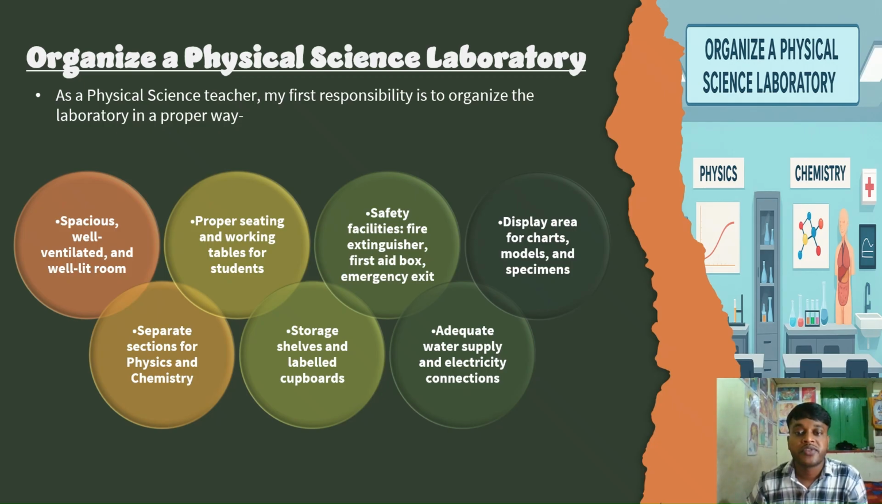Next is a display area for charts, models, and specimens. Since a physical science laboratory, along with experiments, also needs visual aids, enough charts, models, and specimens should be placed all over the laboratory for students to see and learn from.